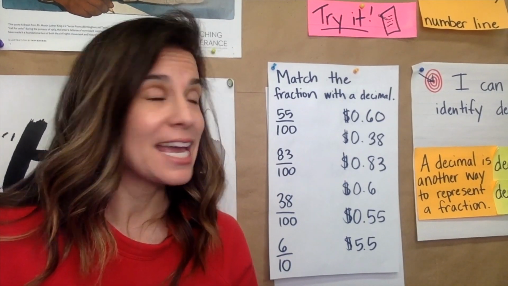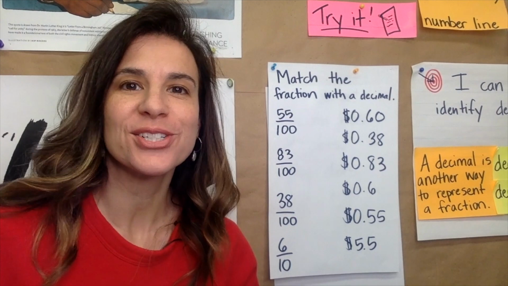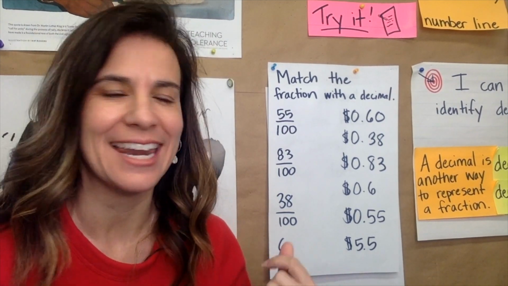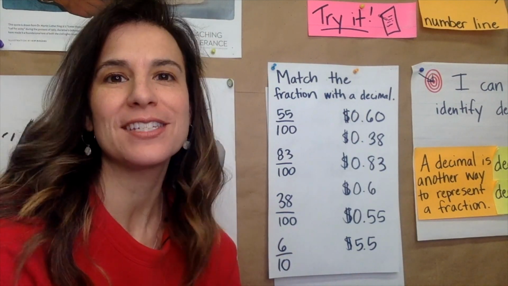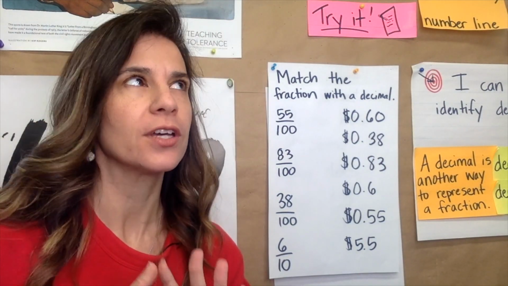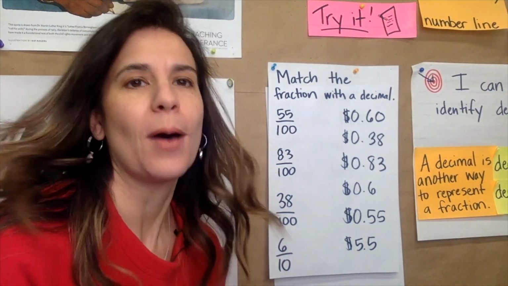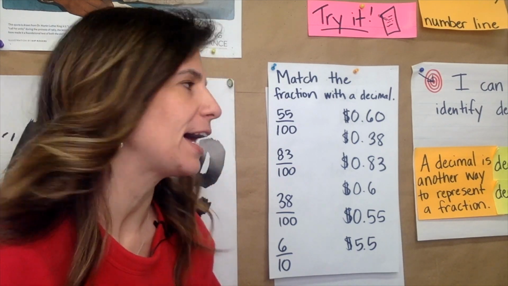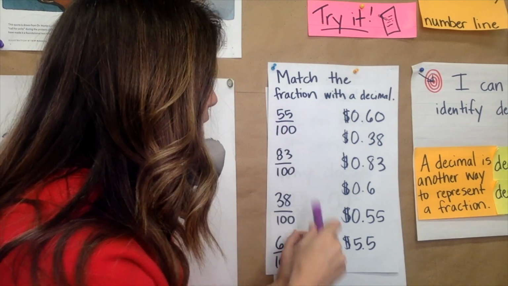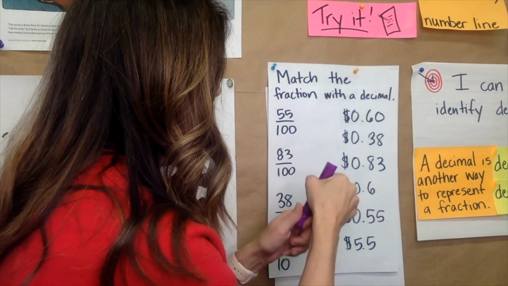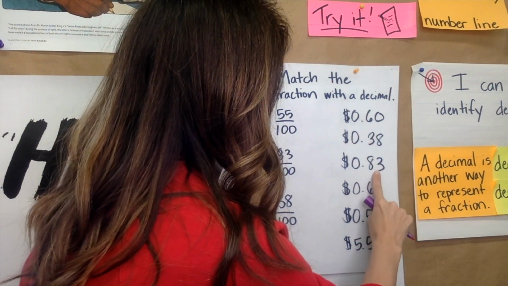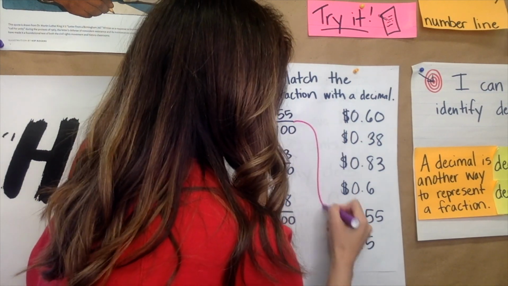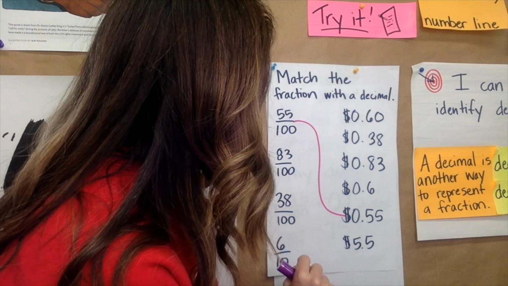For Just Know It today, we are going to match the fraction with the decimal, and this is something I know you are going to know just like that. And over here on this side, we have decimals that we see in the real world all the time, money. I'm sure you've been saving up your money for a new toy or something cool that you want to buy. Here we go. So we have 55 out of 100. So we want to look here, 55 out of 100, 0.55. There we go, 83 out of 100ths.